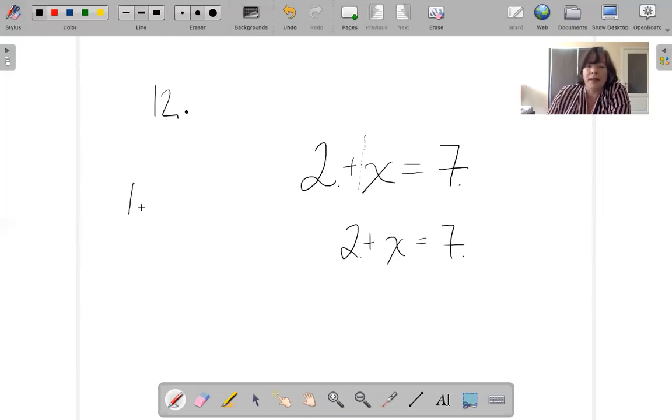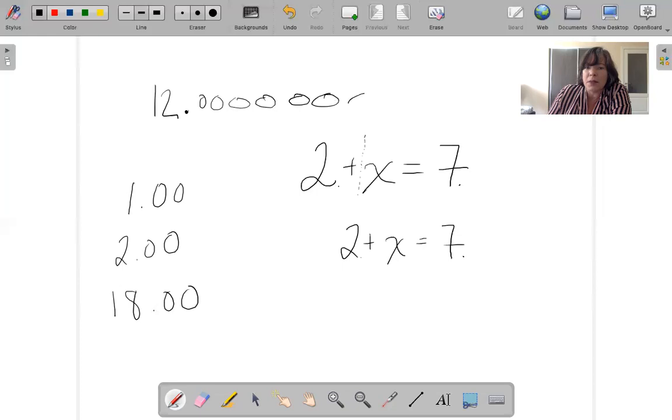The number 1 has a decimal. It's 1.00, 2.00, 18.00. All numbers have a point and infinite zeros at the end.